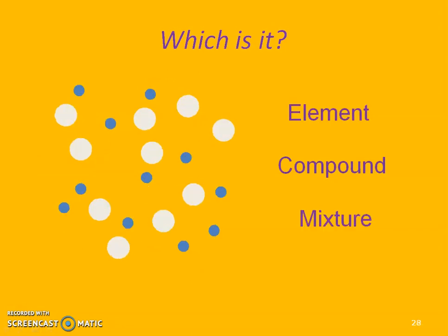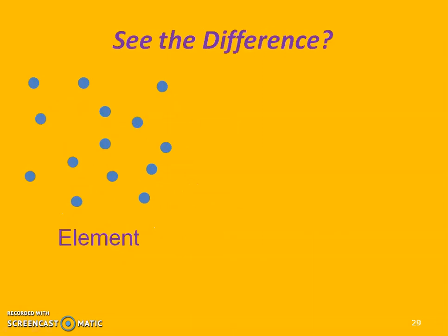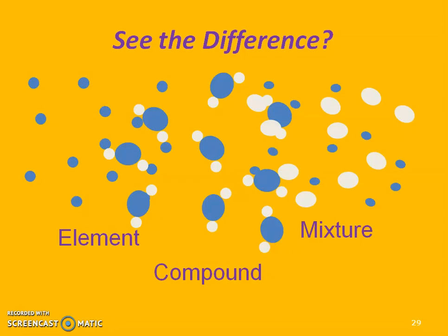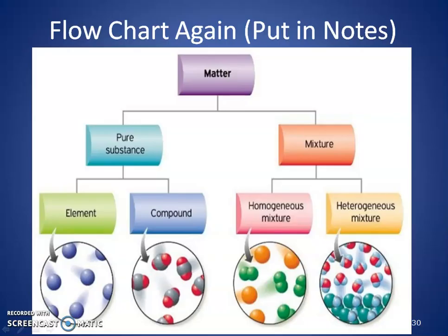Ah, but now we have some big dots. We've got some small dots. Some are white, some are blue. You better believe that it's a mixture. So hopefully you can see the difference between an element, a compound, and a mixture. So this is that flow chart. Make sure that you write these in your notes. There might be room to write some diagrams as well, on the molecular level.